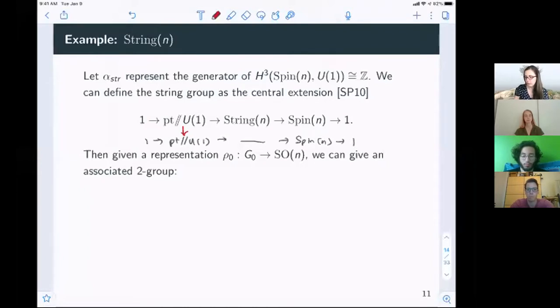However, the thing that we would get here again would still be equivalent as 2-groups to the string group. So no matter which way we wanted to define the string group, we would end up with, up to equivalence, something that's unique. And so thinking about the string group and spin group and SO, we can actually give a specific way to generate a 2-group from a representation of a finite group.